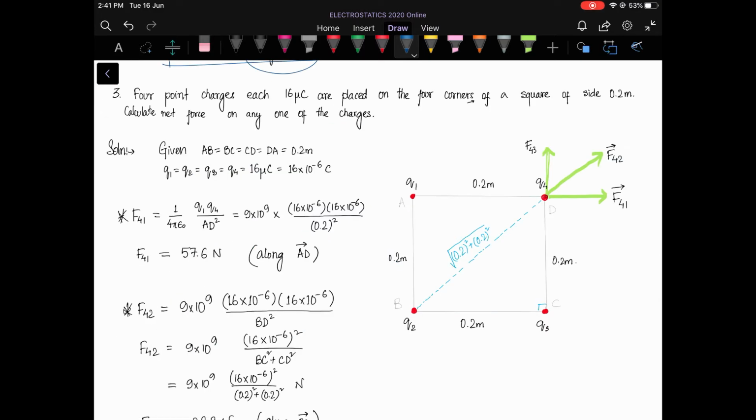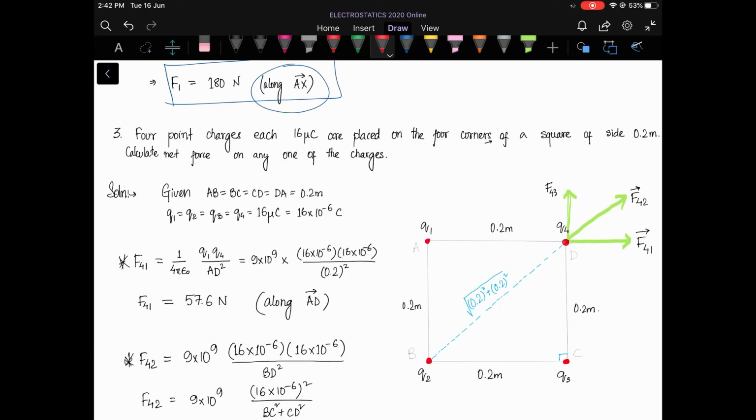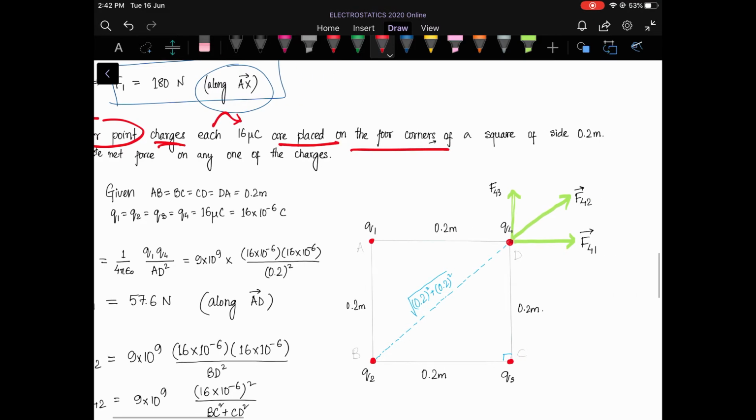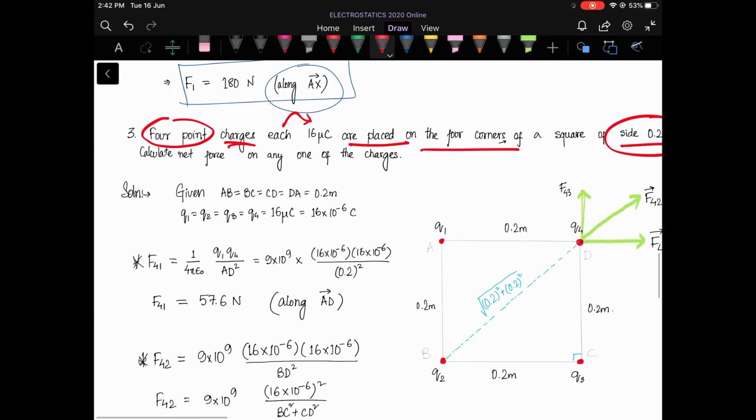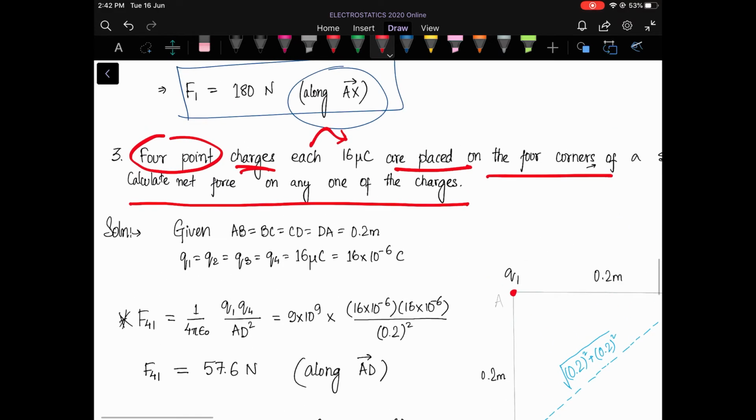Let's discuss the next problem here. The question is, there are 4 point charges, each of 16 microcoulombs, placed at the corners of a square, and the square is found to have a side of 0.2 meters. The question is, calculate the force on any one of the charges. Now here clearly they have not mentioned the nature of the charges. When they do that, just take them as positive, all of them.